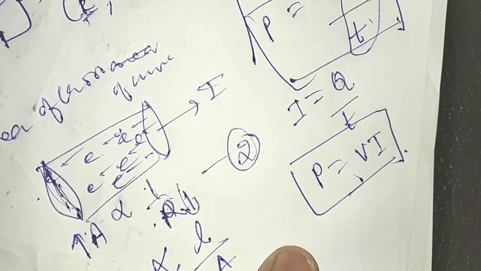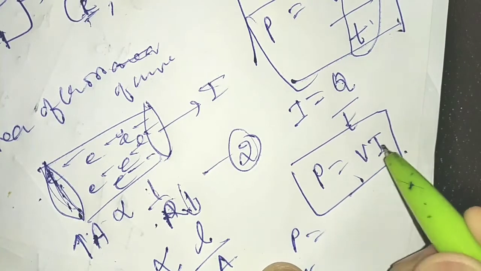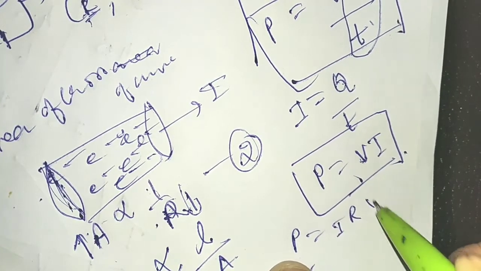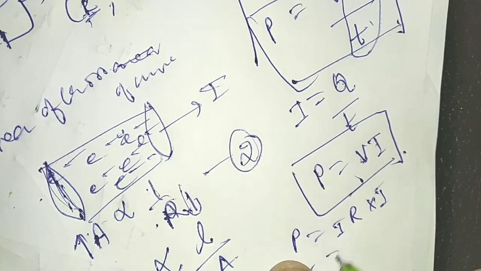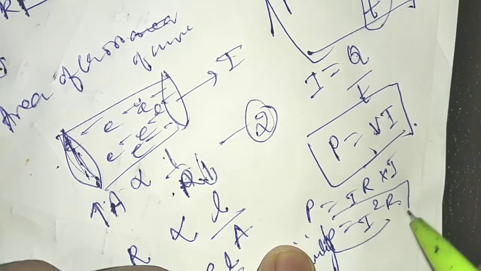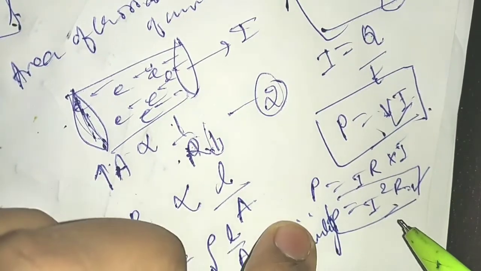From this derivation, I can prove many equations. For P equal to V into I, you can use Ohm's law, V is equal to I into R. So you can write I into R into I, which is I square. So I can write I square into R also. So power has one more form, I square into R. There are two equations of power here, V into I and I square into R.